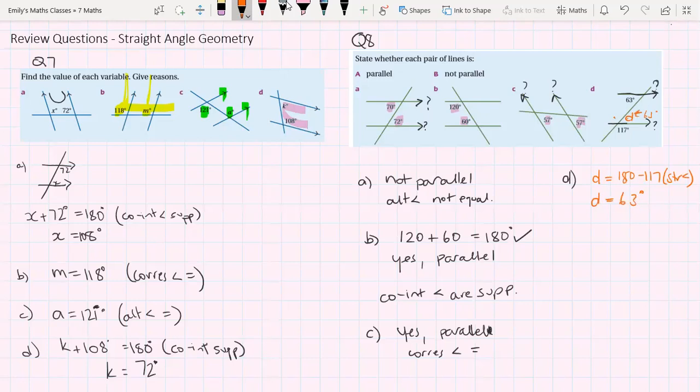Given we know that's 63, what about our alternate angles? These are alternate angles. So now we can say, yes, it is parallel, because alternate angles are equal. So A not parallel, B yes parallel, C yes parallel, D yes parallel.